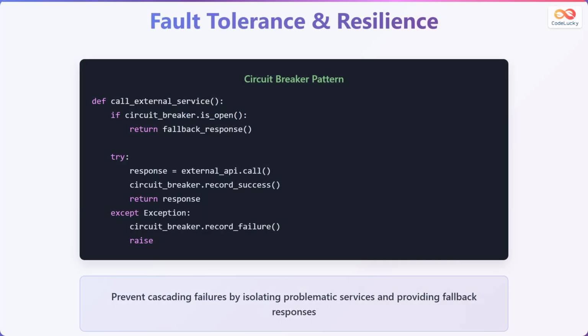Let's consider fault tolerance and resilience using the circuit breaker pattern. In this code, if the circuit breaker is open, the system returns a fallback response. If it's closed, it tries to call the external API. If the API call succeeds, it records the success and returns the response. If it fails, it records the failure and raises an exception. This pattern prevents cascading failures by isolating problematic services and providing fallback responses.